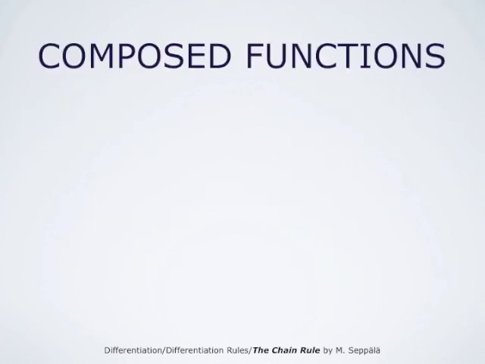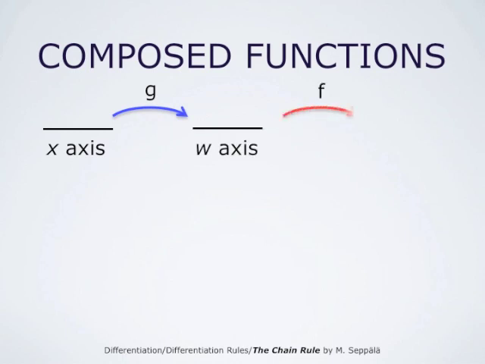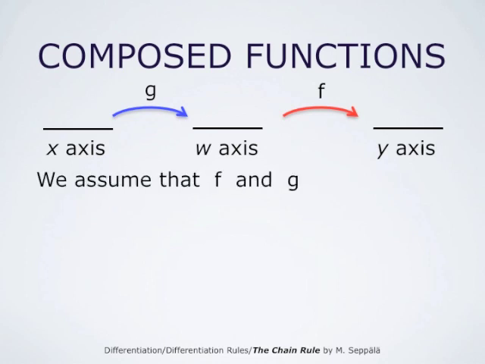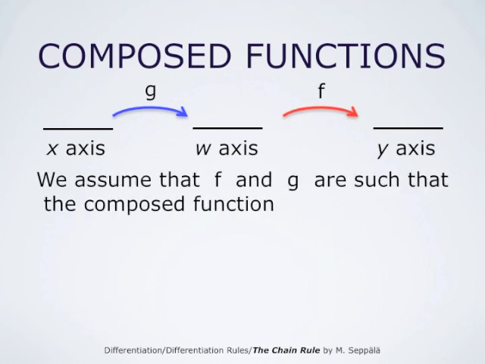Now, as already noted, if g is a function from x-axis to w-axis and f a function from w-axis to y-axis, then we may form the composed function f composed with g, assuming that f is defined in the range of g. So in what follows, we assume that f and g are such that the composed function is always defined.